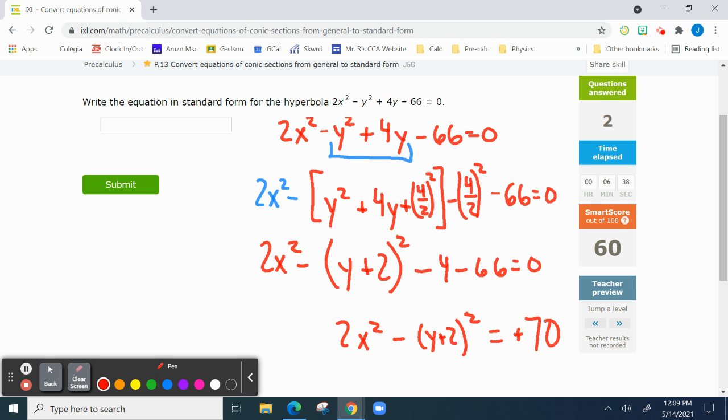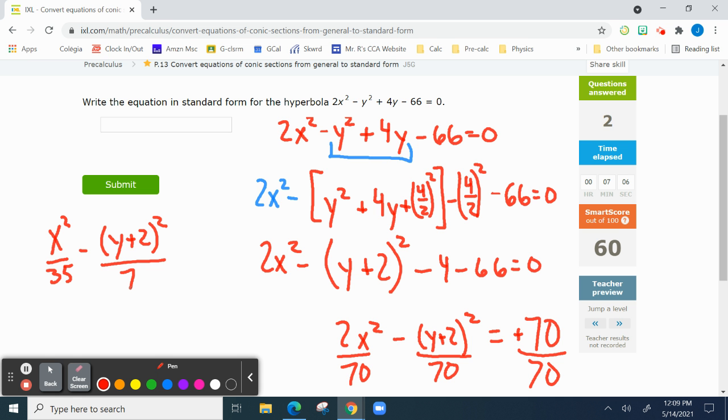Boy, I don't like the way this is shaping up. I think I might have treated that minus incorrectly. But let's just do what we have to do here. 70, 70, 70. So now it's going to be x squared over 35 minus y plus 2 squared over 70 equals 1, right?